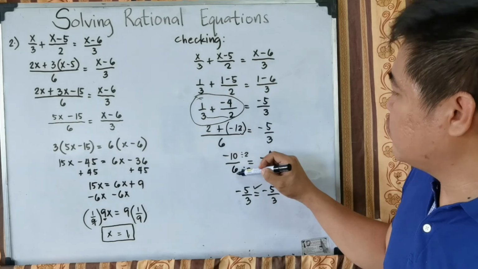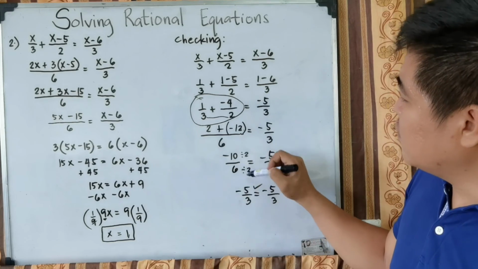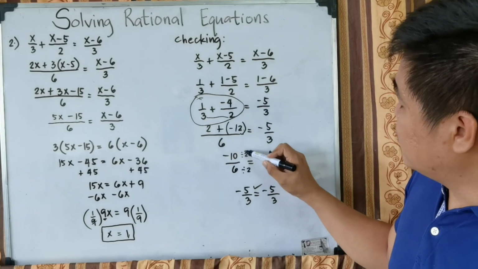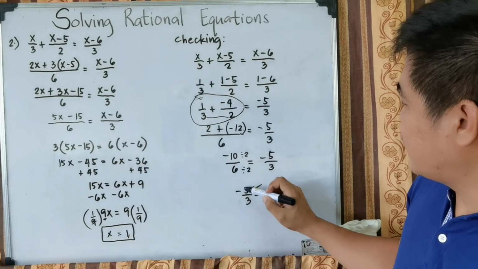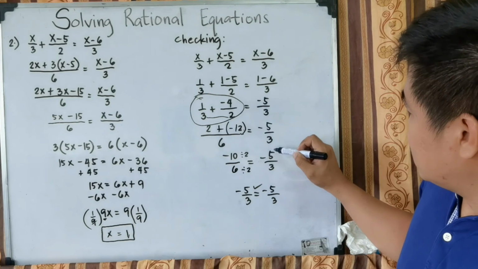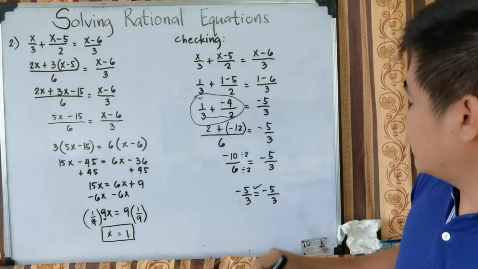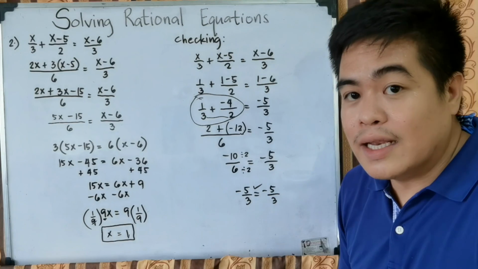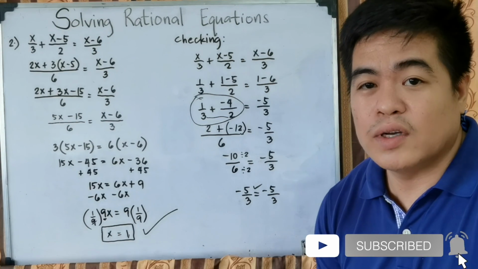Since negative 10 and 6 have a common factor of 2, we can divide and write it in its lowest terms. Divide the numerator and denominator by 2. Negative 10 divided by 2 is negative 5, and 6 divided by 2 is 3. Then copy the negative 5/3 on the other side. Since negative 5/3 equals negative 5/3, therefore we can say that our solution x equals 1 is correct.